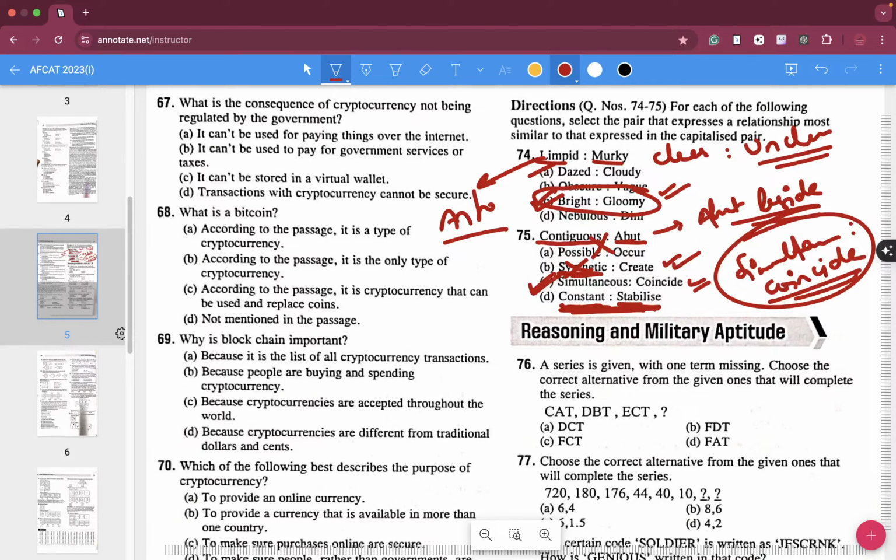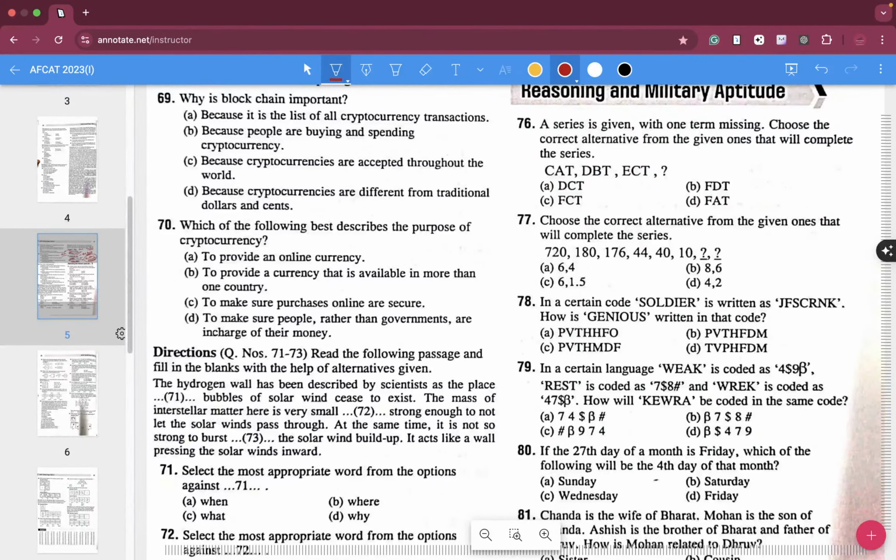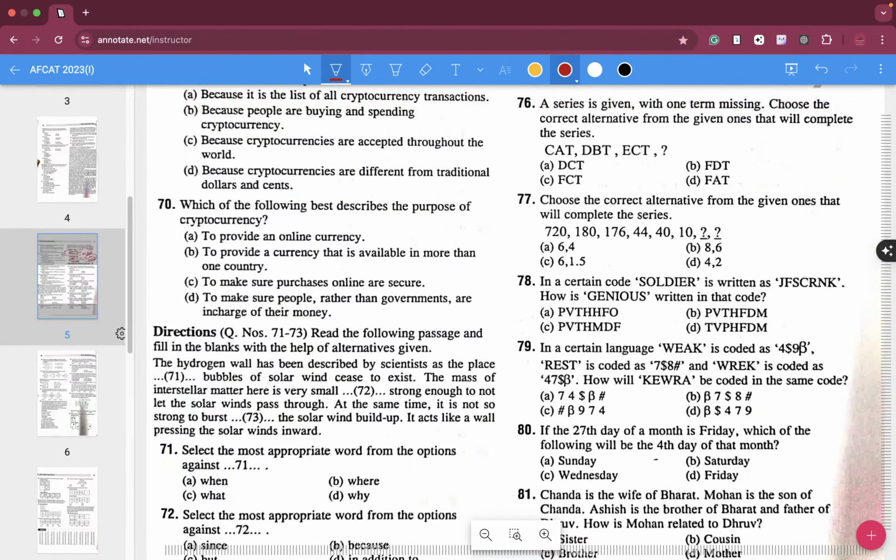Something which is not moving, stabilized, right? So 75 C is the answer. Now let's move on.